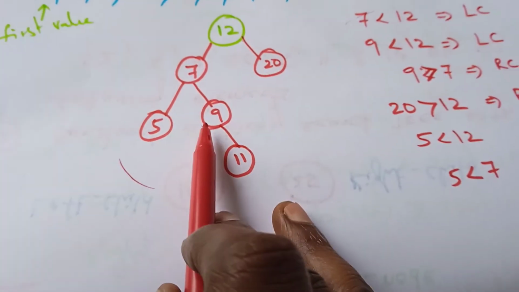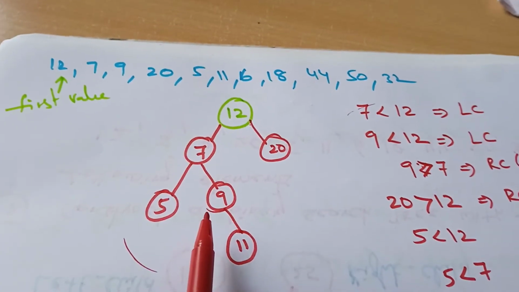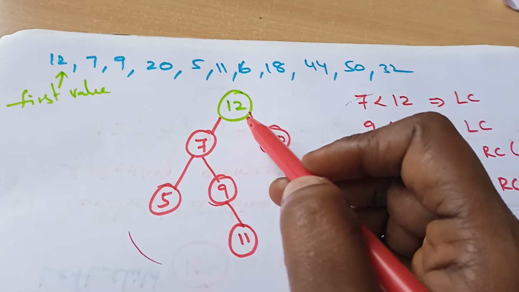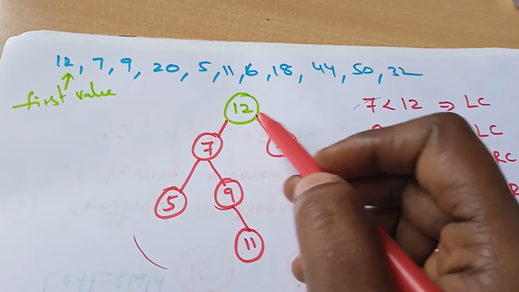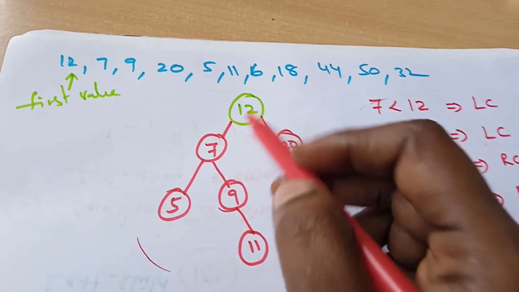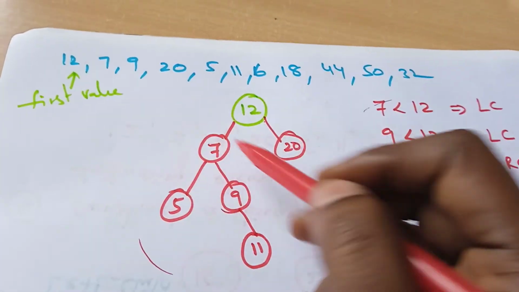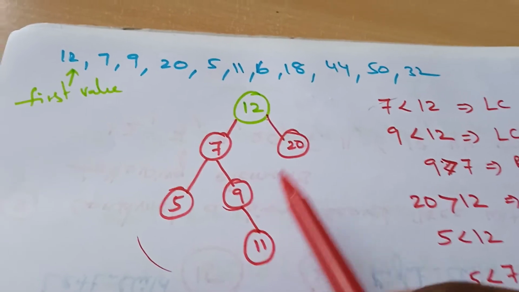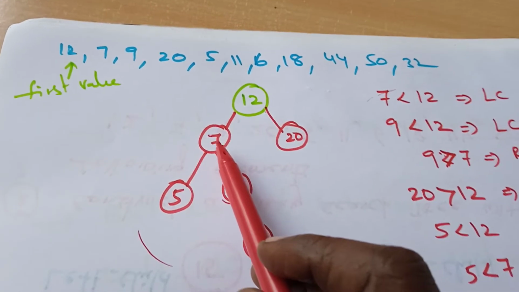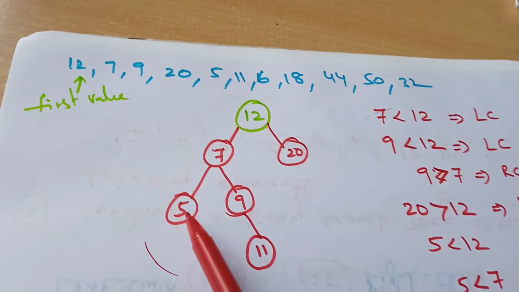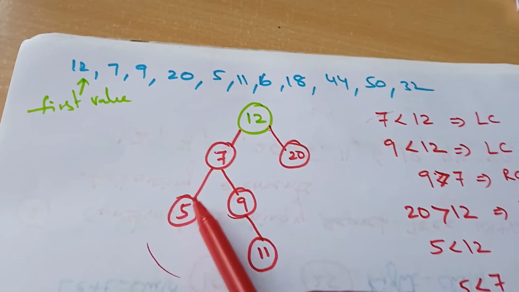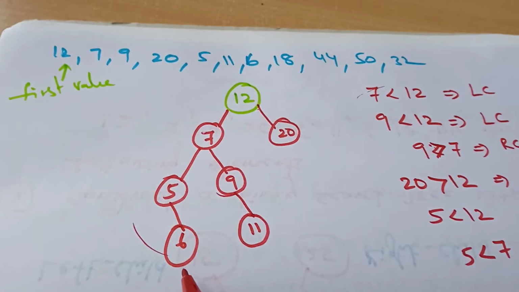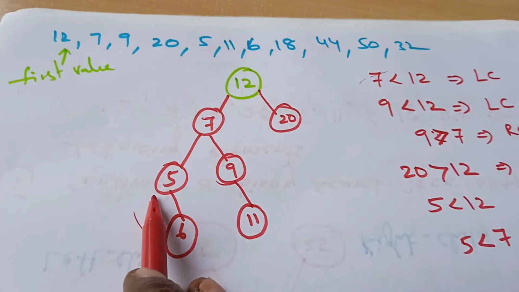And the next element is what? After 11, 6. Right, now again 6, 6 and 12 will compare. Now 6 is lesser, so it will go to the left child subtree. Now again you have to compare 7 with 6, found to be lesser, come to the left part, and found to be greater than 5, so it is the right child of 5.